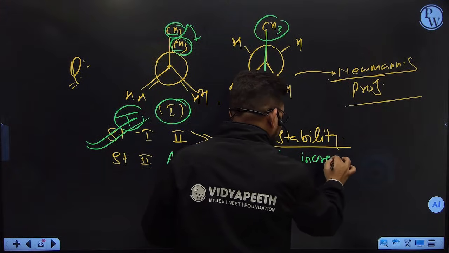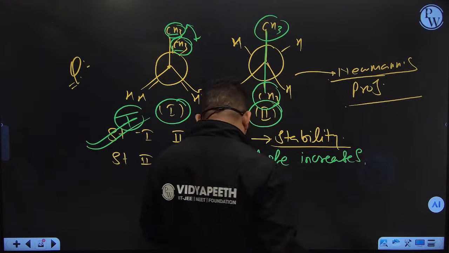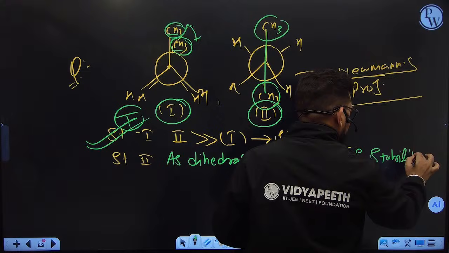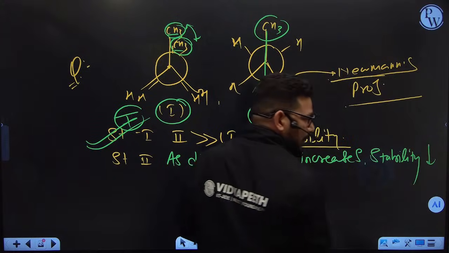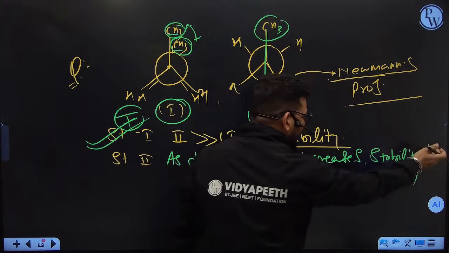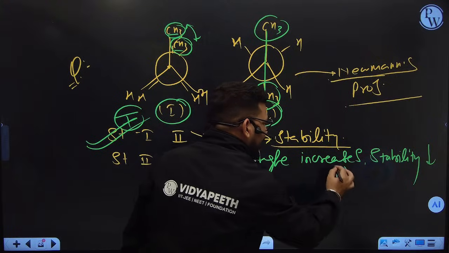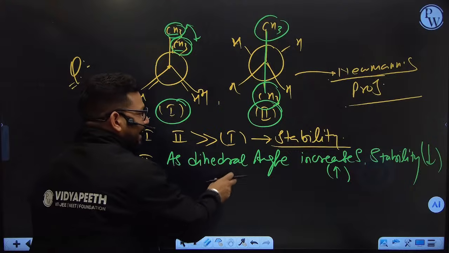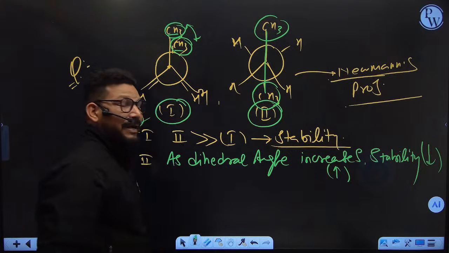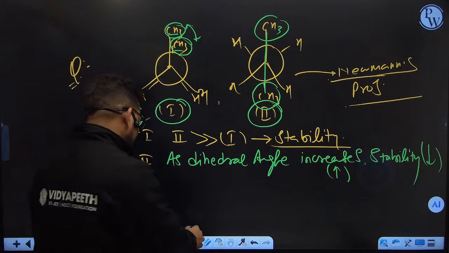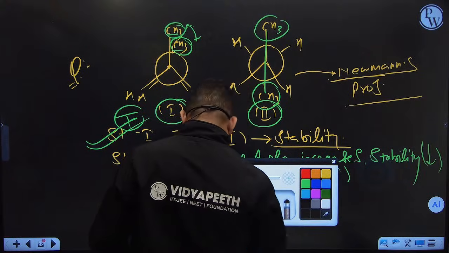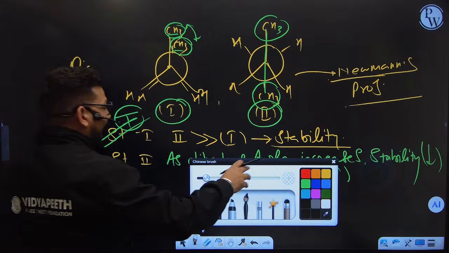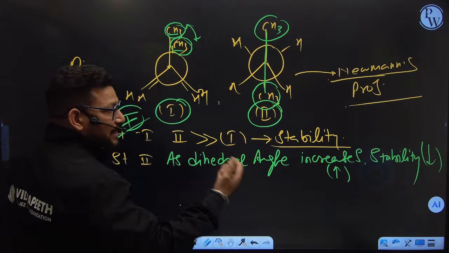And the next one, the second statement, is written here: as the dihedral angle increases, stability decreases. Okay, if I use the word arrow for increases and decreases. So statement number two is: as the dihedral angle increases, stability decreases. I don't think so. If you go with it, you can see dihedral angle increases, stability decreases.